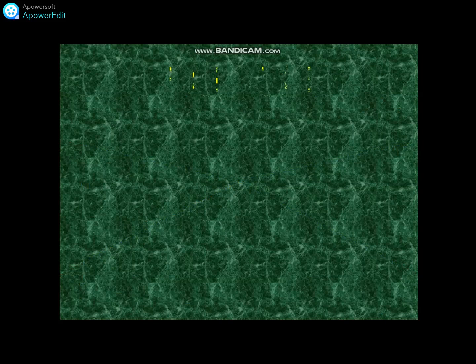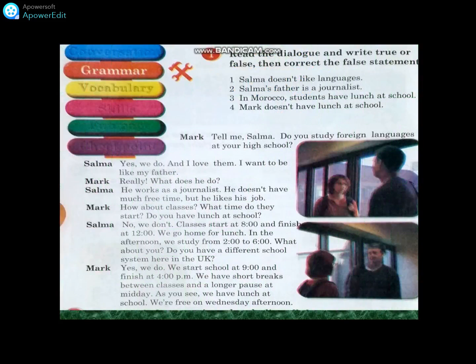Excellent job. Now let's practice a little bit. Now, let's move to your book, please, and look at here grammar. Read the dialogue and write true or false, then correct the false statements. Now, here, read the dialogue, please. Take your time. Mark and Selma. Okay, now let's see these sentences if they are true or false.